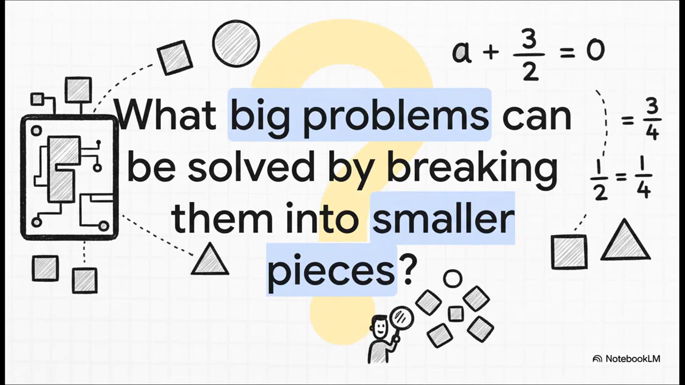And that's our explainer on partial fractions. It's a powerful reminder that even the most intimidating problems are often just a collection of simpler parts, waiting for us to find them. So the next time you see a complex problem, mathematical or otherwise, think about how you might be able to break it down.